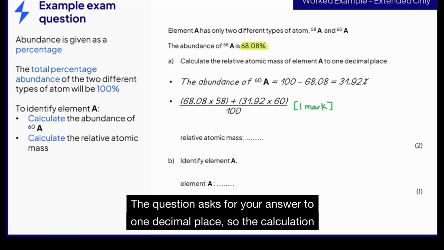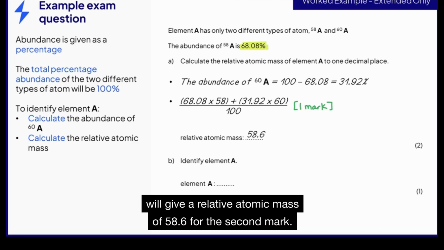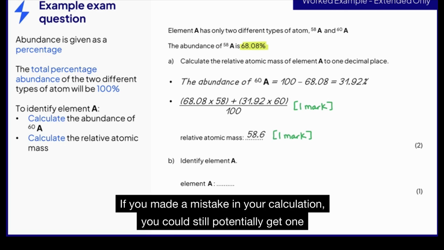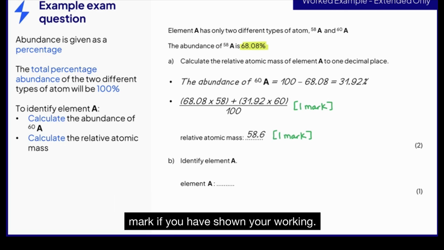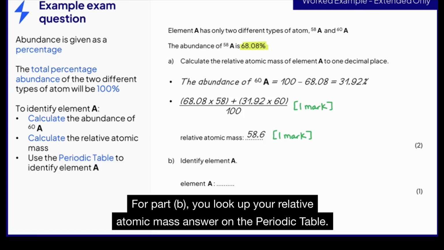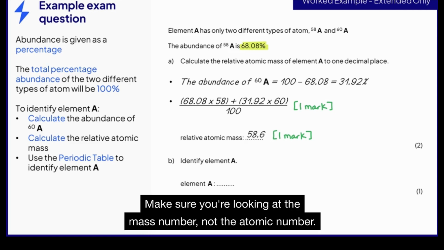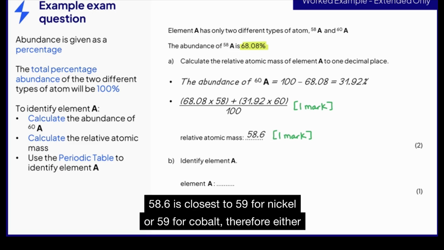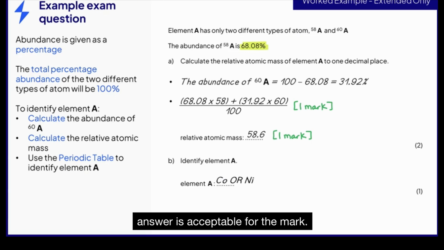The question asks for your answer to 1 decimal place, so the calculation will give a relative atomic mass of 58.6 for the second mark. If you made a mistake in your calculation, you could still potentially get 1 mark if you have shown your working. For part B, you look up your relative atomic mass answer on the periodic table. Make sure you're looking at the mass number, not the atomic number. 58.6 is closest to 59 for nickel or 59 for cobalt. Therefore, either answer is acceptable for the mark.